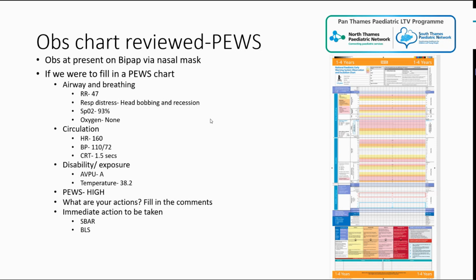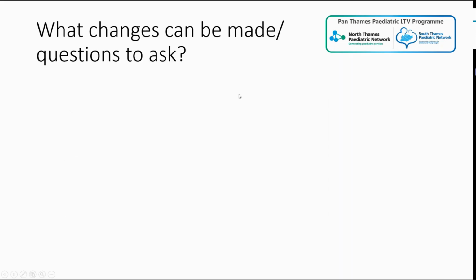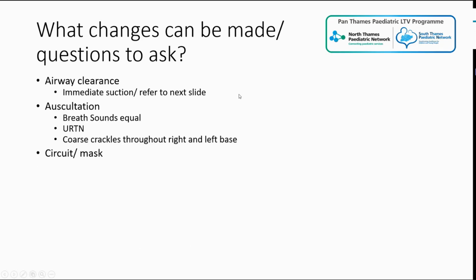So hopefully that's given you an idea of what the observations are going to say. Some people have given some great ideas of what we can do. So what changes can be made? What questions can we ask? What about our airway clearance? Can we do suction? And I'll talk a little bit more in a second. Being a physio, I love to talk about secretions. What about auscultation? What's going on there? This patient's doing okay, but they do have those coarse crackles, which is making me think more, okay, is there something down there that's causing some restriction to that airflow?